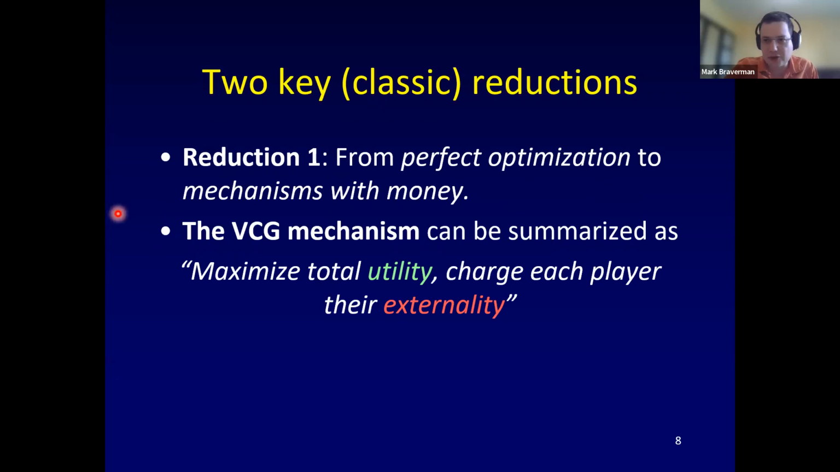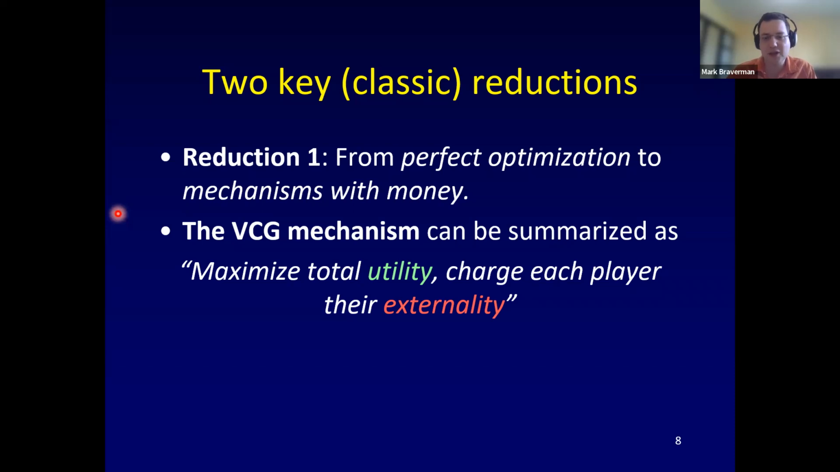So perhaps the most classic reduction from algorithms to mechanisms, it's not usually phrased this way, but it is a reduction, is the VCG mechanism. VCG stands for the authors, Vickrey, Clarke, Groves. There was a Nobel in economics in the 90s, essentially for this work. And it's a very beautiful idea. On paper, it kind of solves the problem, at least for mechanism design with money.